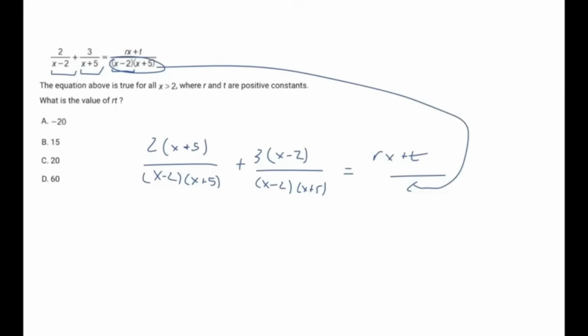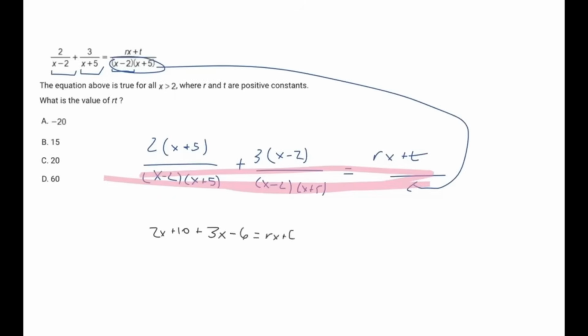And so what we can do is just get rid of it. So all this at the bottom dies. And so now we're left with the following on top, 2 times x plus 5 plus 3 times x minus 2 equals rx plus t. So now we want to distribute this out. So 2 times x is 2x, and then 2 times 5 is 10, and then we add 3 times x, so 3x, and then 3 times -2 is -6 equals rx plus t.